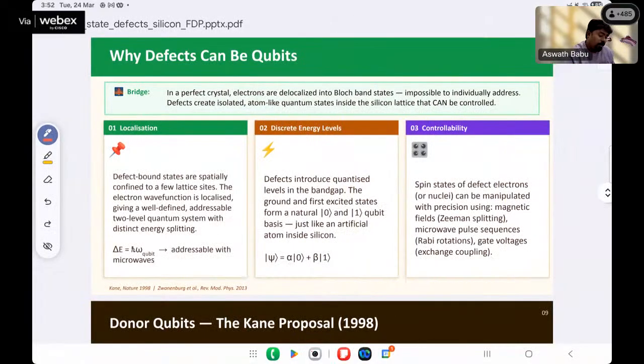Okay, right? So how can we do controllability? Controllability is we can use the spin states. Electrons by nature have a spin, and they exist along with the spin of a nucleus. Okay, and by having the interaction between spins, we can manipulate with very good precision. Okay, so the nucleus itself has its own spin. It's like a small bar magnet.